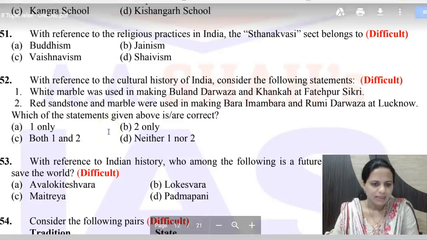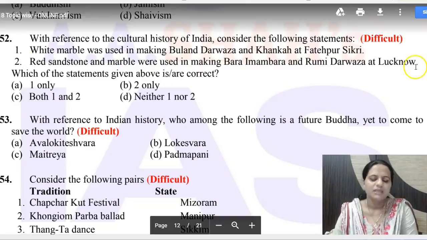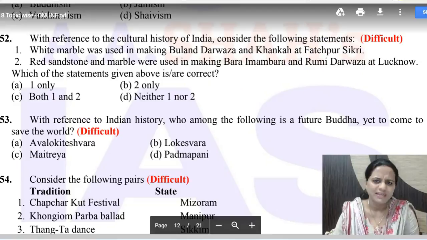Next is, with reference to the cultural history of India, consider the following statements. Number one, white marble was used in making Buland Darwaza and Khanqah of Fatehpur Sikri. And second, red sandstone and marble were used in making Bada Imambara and Rumi Darwaza in Lucknow. So these you will know if you have specifically seen images of this place or have visited this place. Otherwise, this is not something which you will be able to solve if you study static culture just for the purpose of the examination.